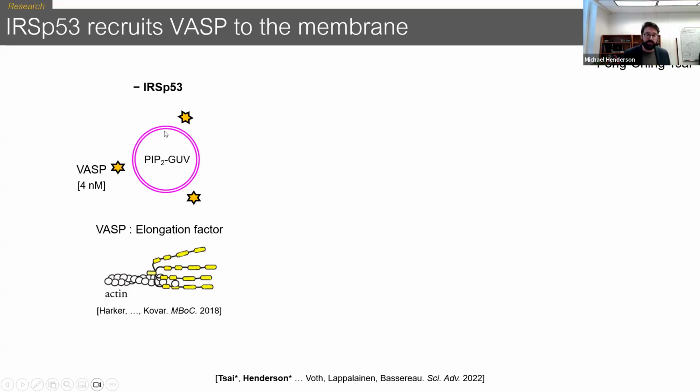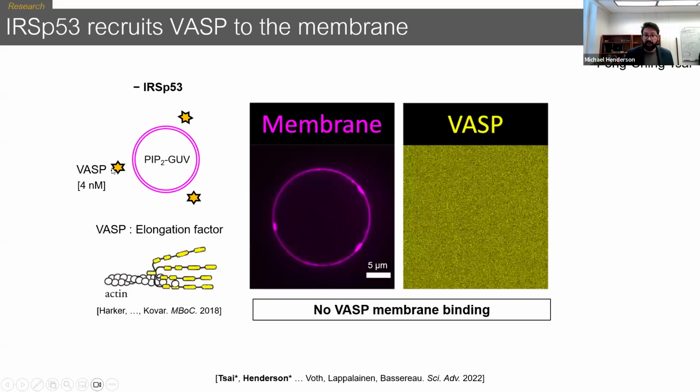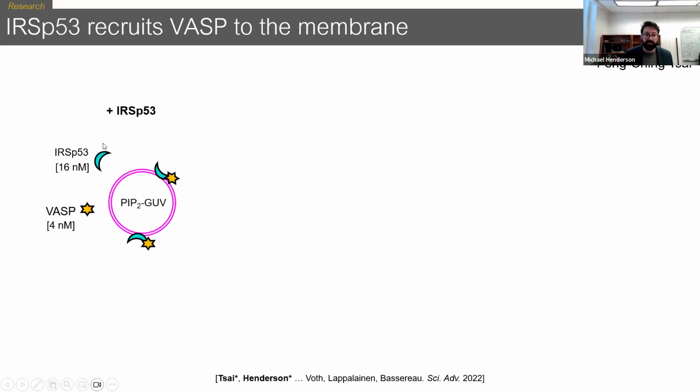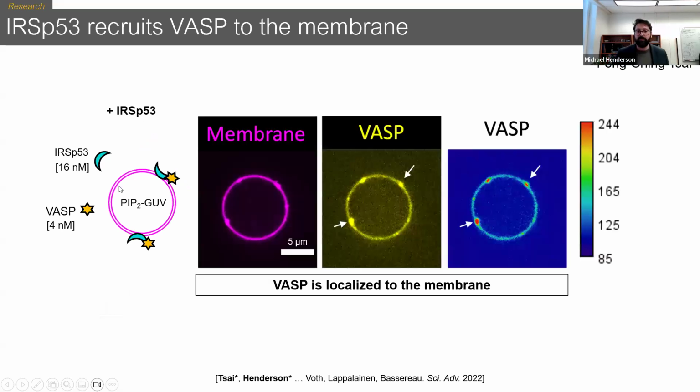So we take our PIP2 GUV, but we remove IRSP53 from the mixture. And then we incubate this GUV with our polymerase, our actin elongation factor, VASP here. And what we surprisingly found is that VASP has no specificity for the membrane whatsoever. So VASP itself is not localized to the membrane in the absence of IRSP53. However, once you reincorporate IRSP53 and pre-incubate it, have it on the membrane surface, we get VASP binding. And VASP actually perfectly colocalizes with the IRSP53 clusters.